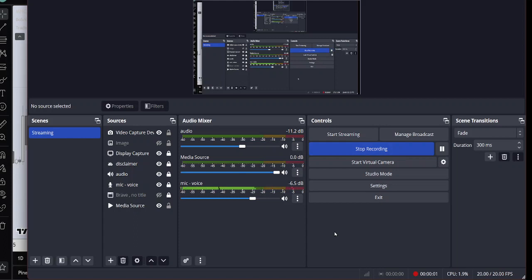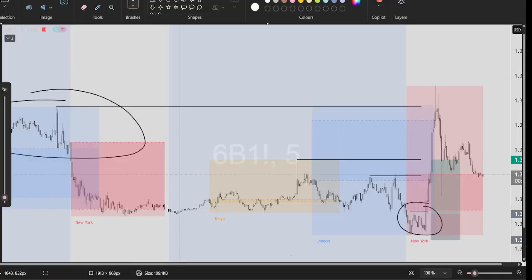Alright, got some more trades, and I'm gonna review and talk about my ideas. And yeah, that's pretty much it. So, got some pictures. Okay, let's go here.